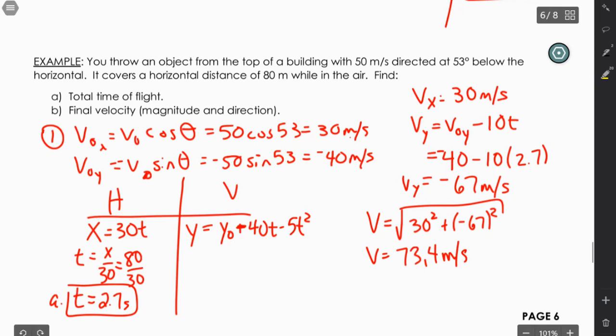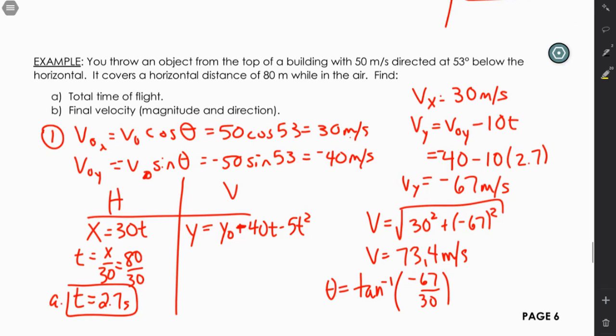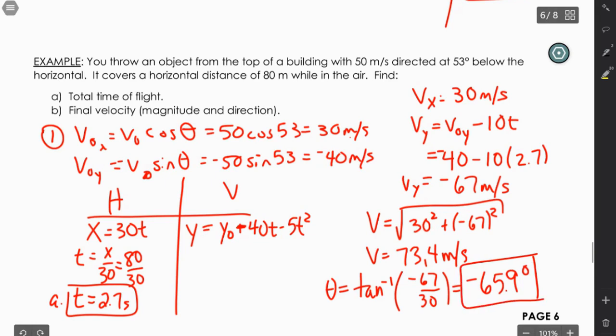That's our magnitude. Now to find the angle, we're going to do, again, inverse tangent of our y value over our x value. So inverse tangent of negative 67 divided by 30. And that's going to give us an angle of negative 65.9 degrees. Again, it's negative because we're impacting the ground down and to the right. If it's coming down, that's what it'll always be.